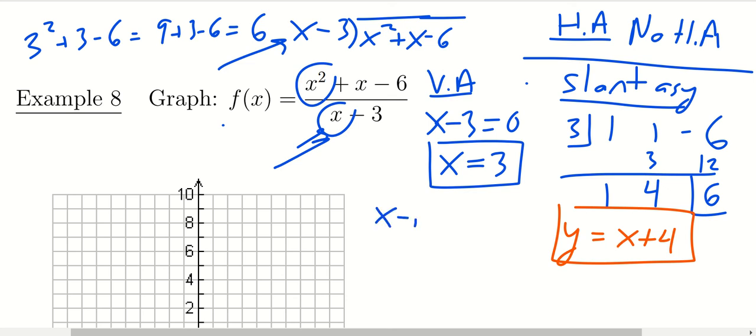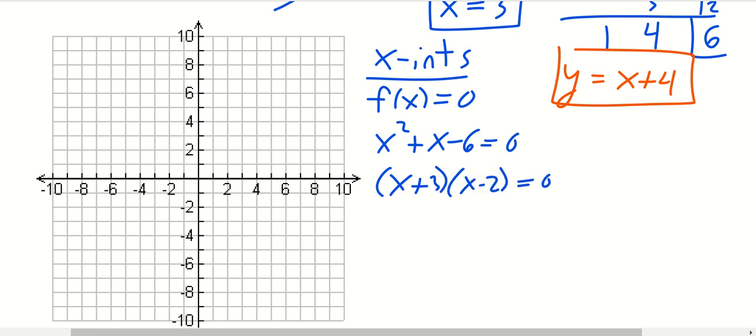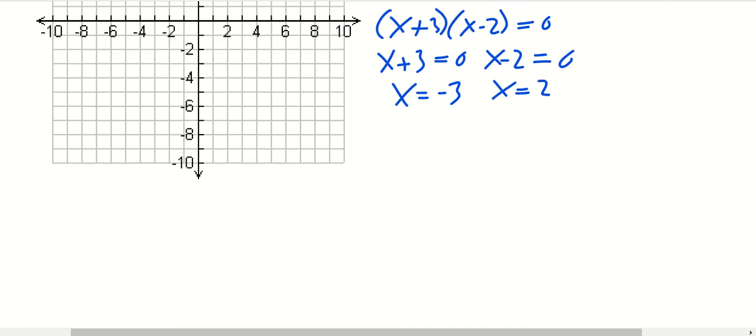Let's now find some intercepts here. For the x-intercepts, we set f of x equal to 0, which is equivalent to setting the numerator equal to 0. We get x squared plus x minus 6 equals 0. This factors as x plus 3 times x minus 2 equals 0. Set each factor equal to 0. And we get x equals negative 3, x equals positive 2. So our intercepts are negative 3 comma 0 and 2 comma 0.